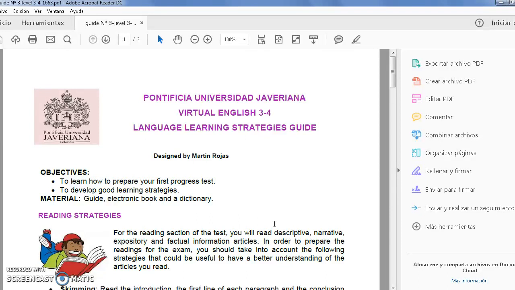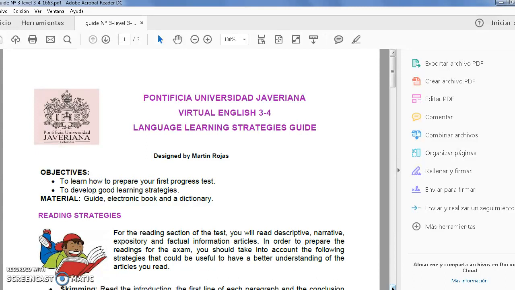Today we have a new guide. In this case, it is a language learning guide in order to prepare your first progress test and get good results. The only material you will need is this guide, the electronic book of Pearson, because of course you have to go back to go over the topic you have studied there, and a dictionary. In this case, it's going to be a dictionary online.